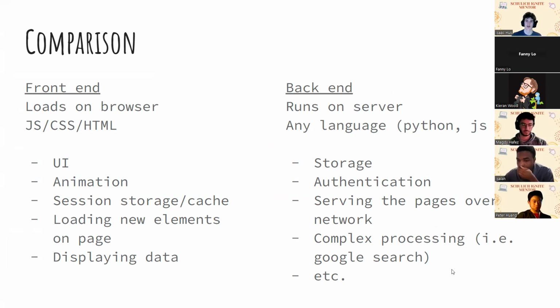Complex processing would be like if you need a machine learning model in the backend, for example, on Instagram, the way it provides things to you, like the discovery page, is not done on your computer. It's done on a backend on a server somewhere. And you can run any language. So Python would be a backend language, and I think that's what we're using in this course. So yeah, we'll cover backend in later sessions.